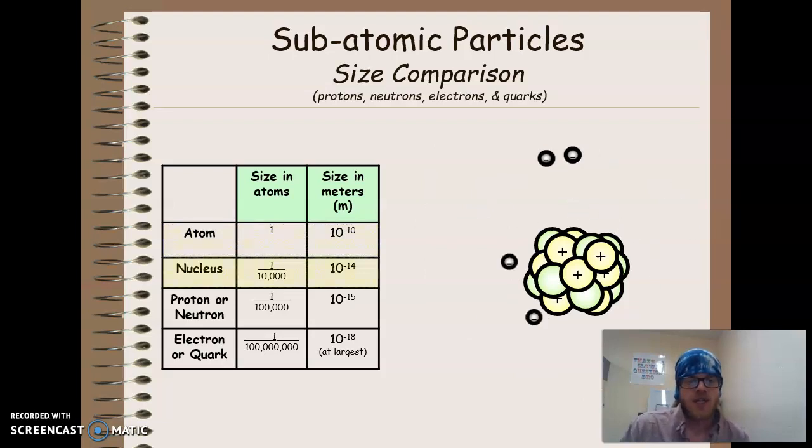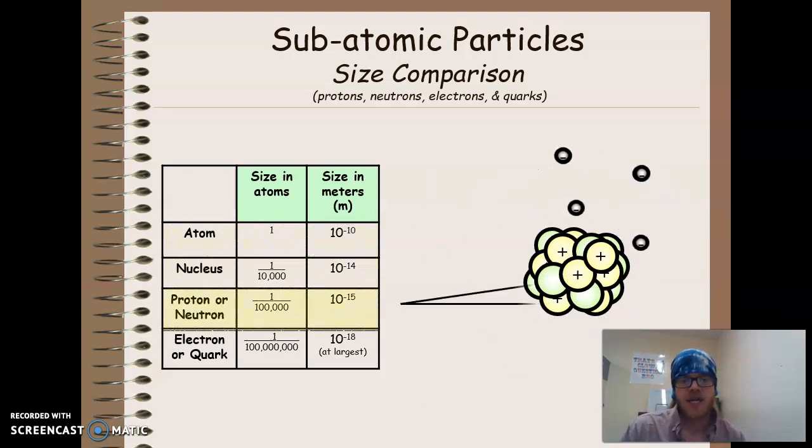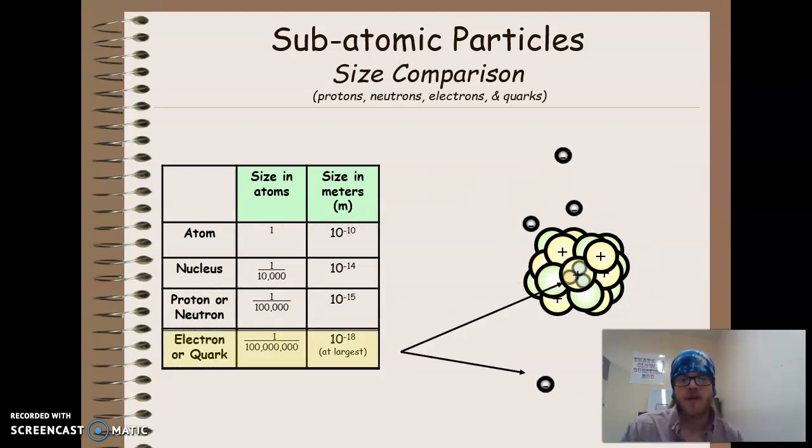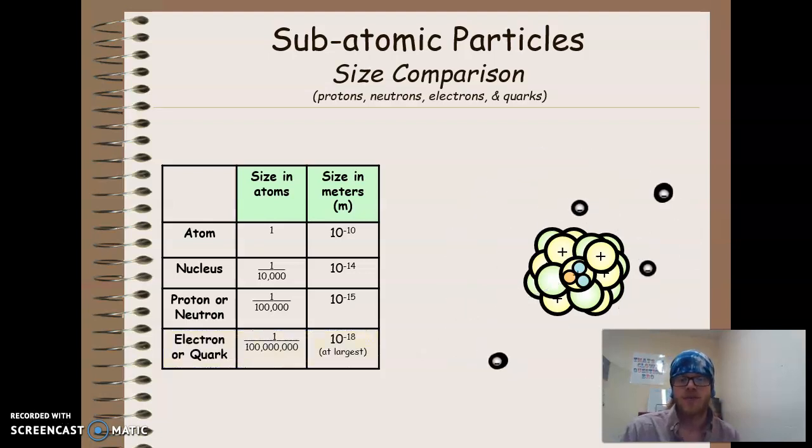All right, so more kind of just looking at sizes of these things, talking about how much smaller it gets from here. And we're already saying that an atom is so tiny, right? We could fit 1 trillion atoms into a cell. So when we're getting down to like the quarks and the electrons, these are really, really, really small.